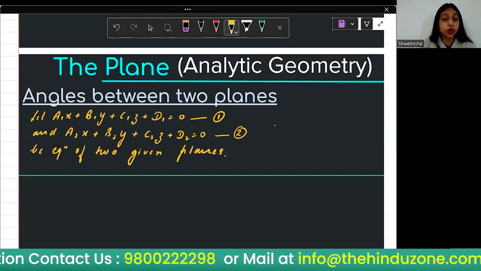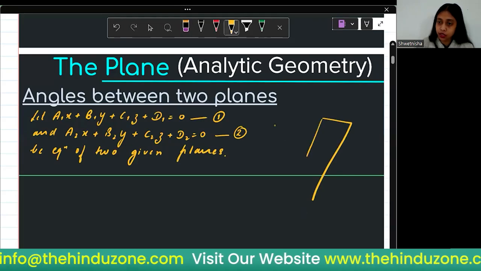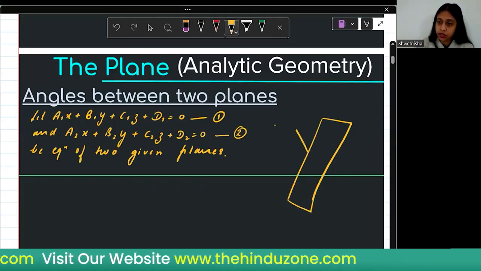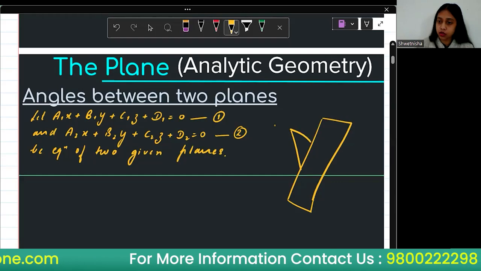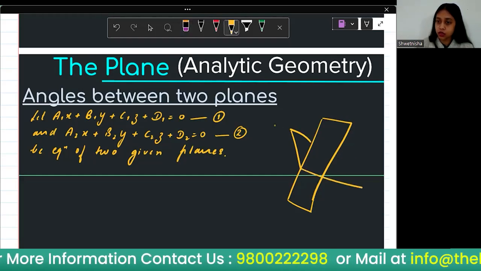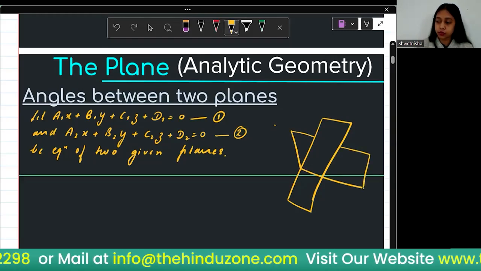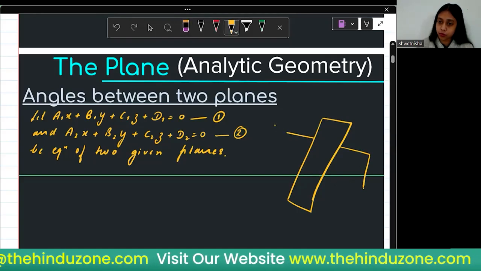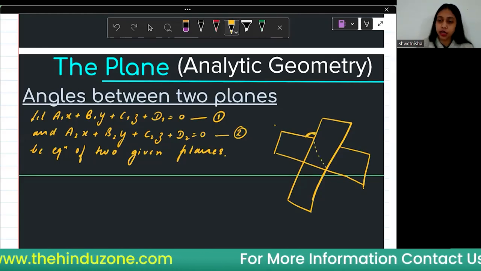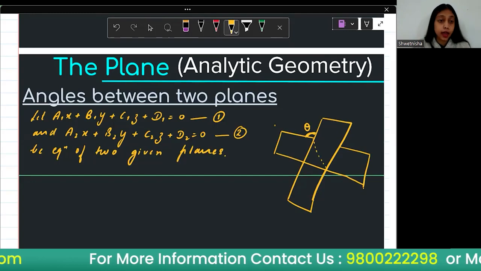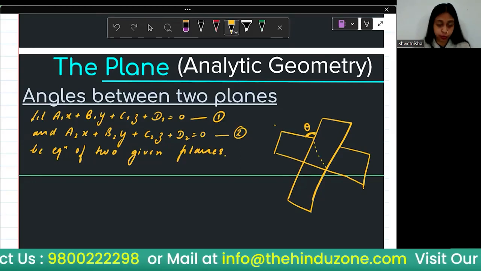Then, what about the direction ratios of their normals? So basically, if I have two planes, maybe like this. This is one plane and this is another plane. So this is the angle between the two planes. Okay, this is the line of intersection. If this is theta, then the angle between the two planes is exactly the angle between the normals of both planes.